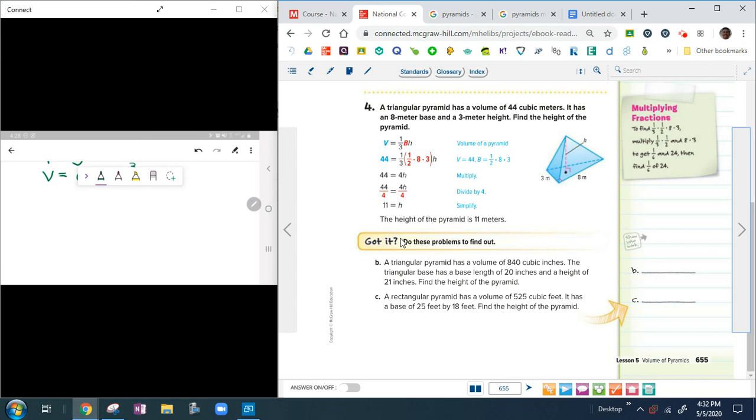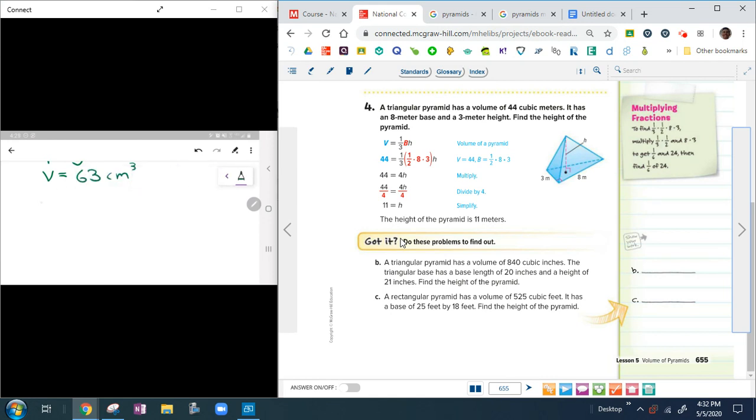All right, so part B, read it to yourself and try to figure out the answer. And then try C and try to figure that one out. I'll show the work over here. Input your answer and then see where you made your mistakes if you made any.